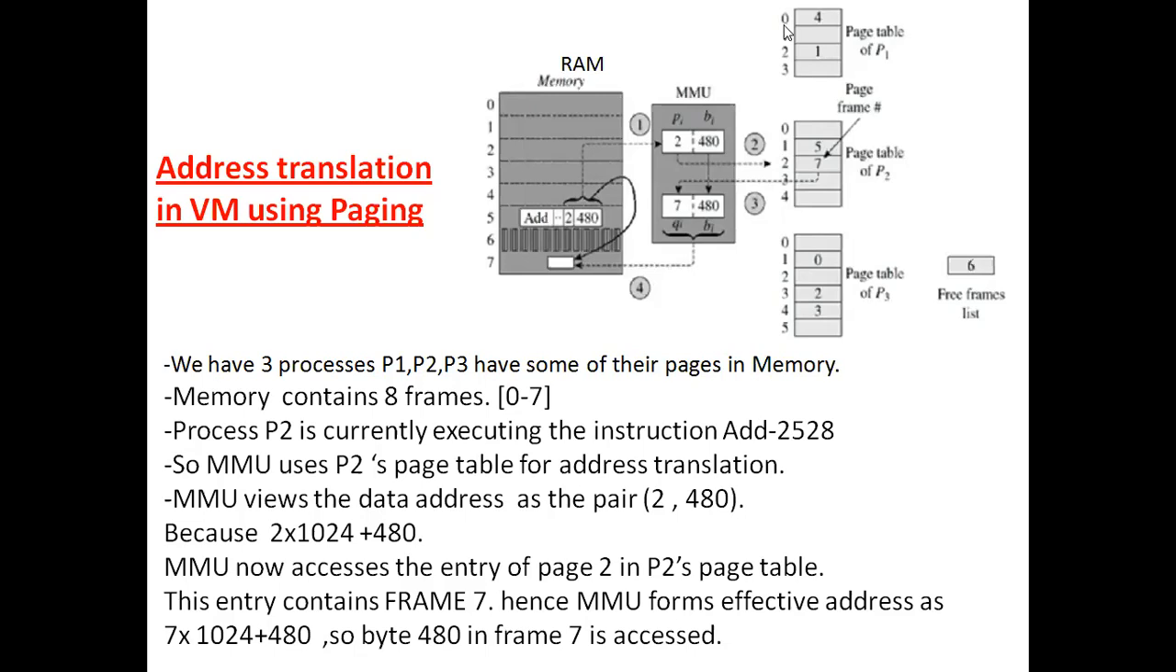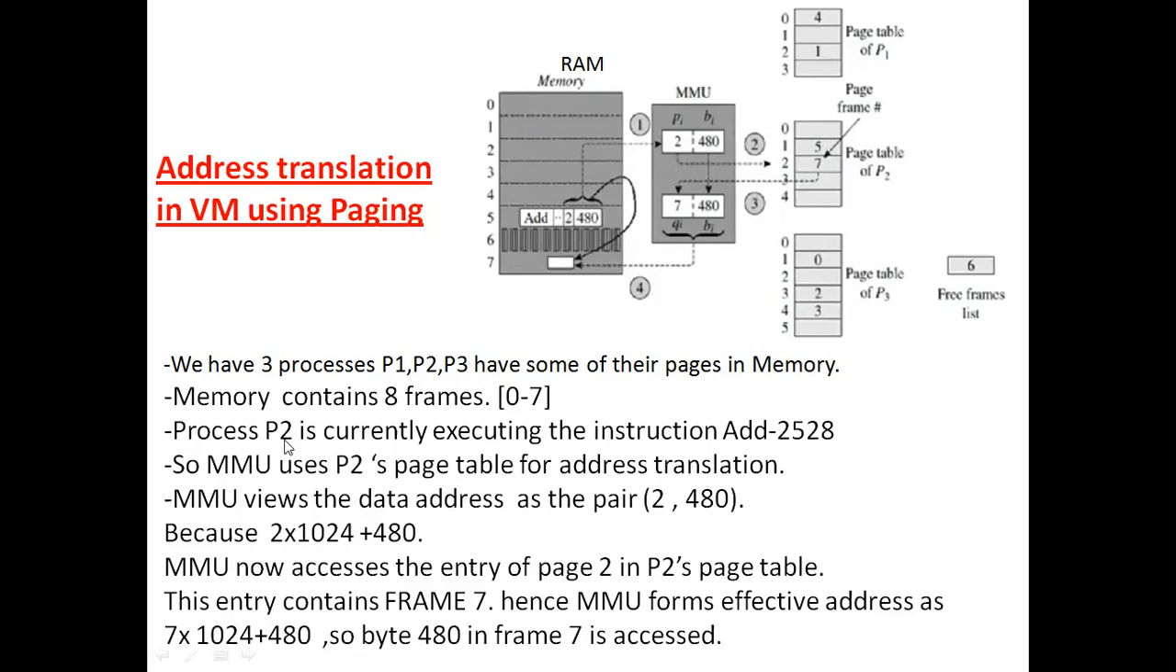So you can take these as the page tables, along with the storage of various pages of processes P1, P2, P3 in various frames of main memory. And here is our RAM, and we have the starting address. So we have here 0 to 7 frames.